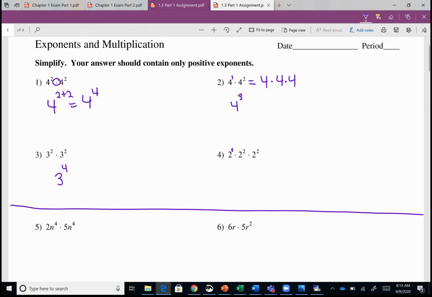So I have a 2 for my base all the way across, so I can do my rule. And then it's going to be 1 plus 2 plus 2. We have 2 to the 5th. That's so good. We have 2 to the 5th. So again, double check yours. Maybe you missed out on that exponent of 1. So make sure on number 4 you do have 2 to the 5th.